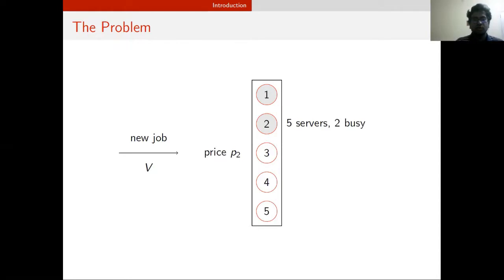Now that a new job has come, the customer has 2 options. One is that if this price is too high, that is, if P is greater than the value that it associates, the customer will leave without joining. However, if the price is small enough, that is, V is greater than P2, P2 being the price that is asked, the customer will join the system and you have 3 busy servers now with the new customer in the system.